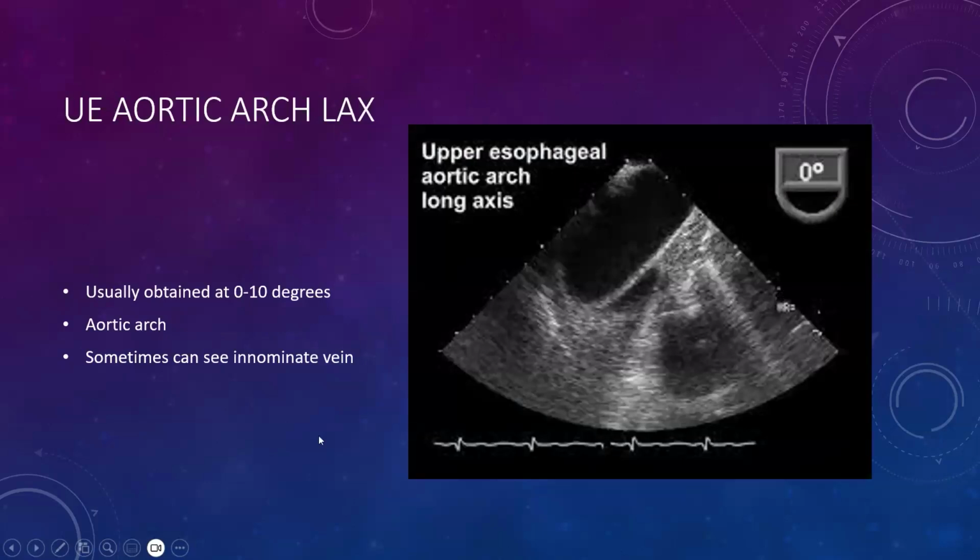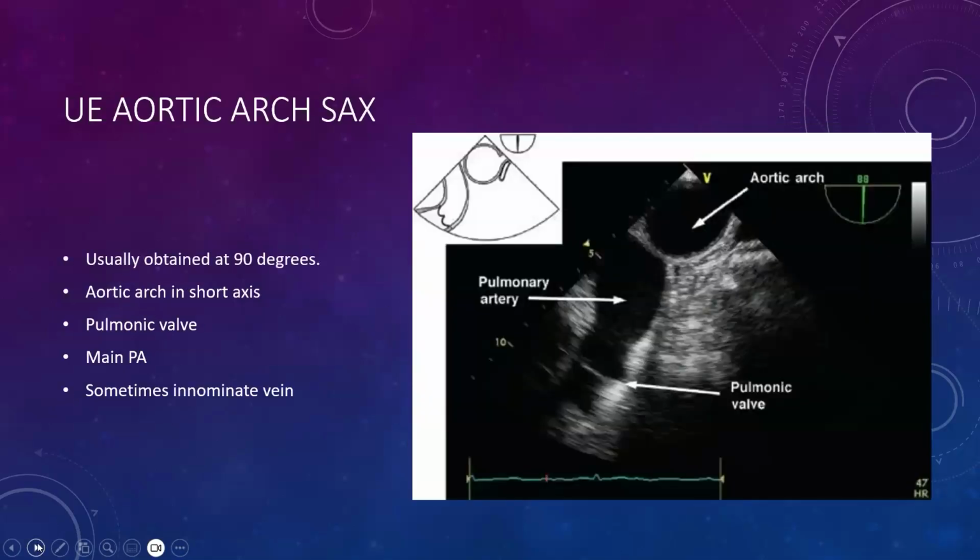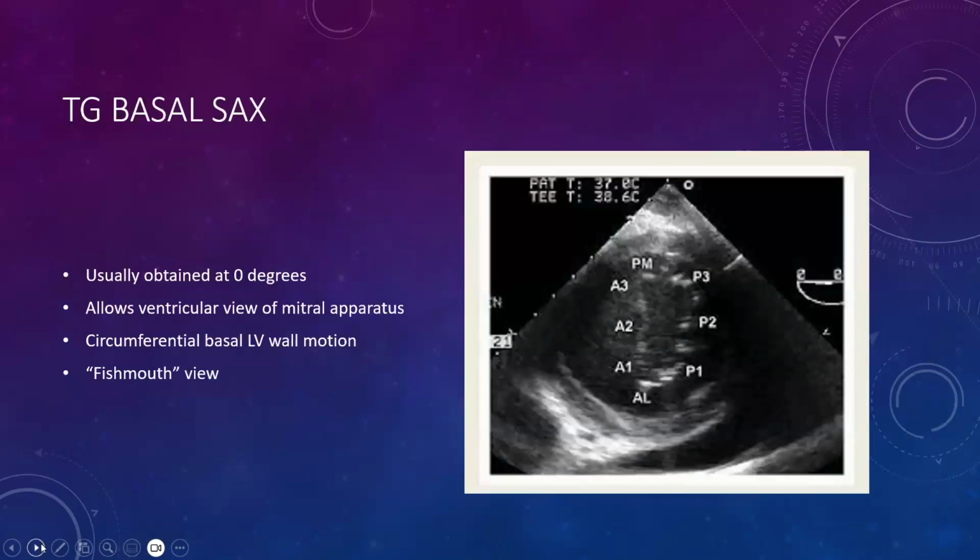All right. There are very few upper esophageal views, and frankly, I don't find them to be much useful unless you're concerned about aortic pathology, like a dissection. So 0 to 10 degrees upper esophageal aortic arch in long axis. You can sometimes see the innominate vein. And then upper esophageal aortic arch in short axis. So we go from 0 to 90 degrees. We go from long axis to short axis. You'll often see the pulmonic valve in this view and the main PA, but your goal is seeing this aortic arch in short axis. Again, sometimes you can see the innominate vein.